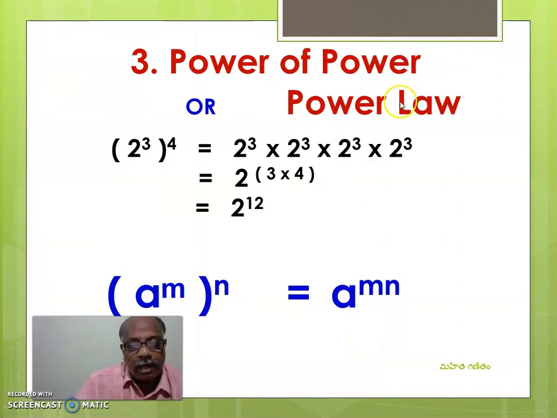Power of a power, or power law. 2 cube whole to the power of 4. This means we have to multiply 2 cube 4 times: 2 cube, 2 cube, 2 cube, 2 cube. So this can be written with the same base. How many 3's? 4 3's. So it can be written as 2 to the power of 3 into 4, that means 2 to the power of 12. So we can generalize this formula: a to the power of m whole to the power of n is equal to a to the power of mn.